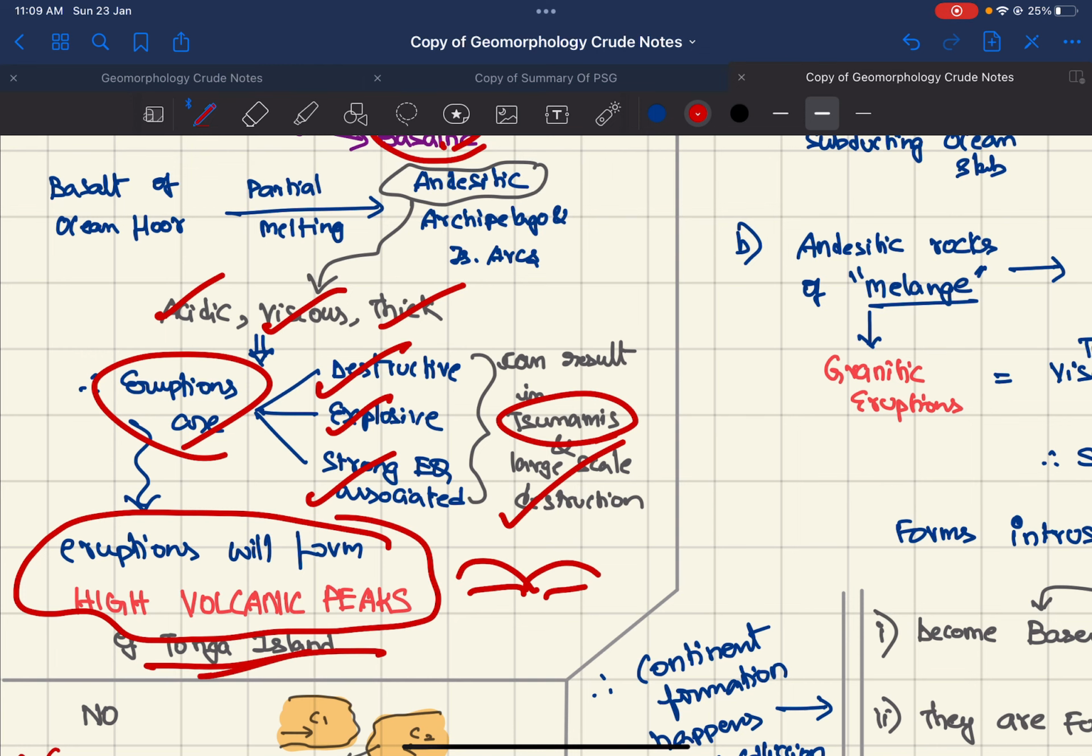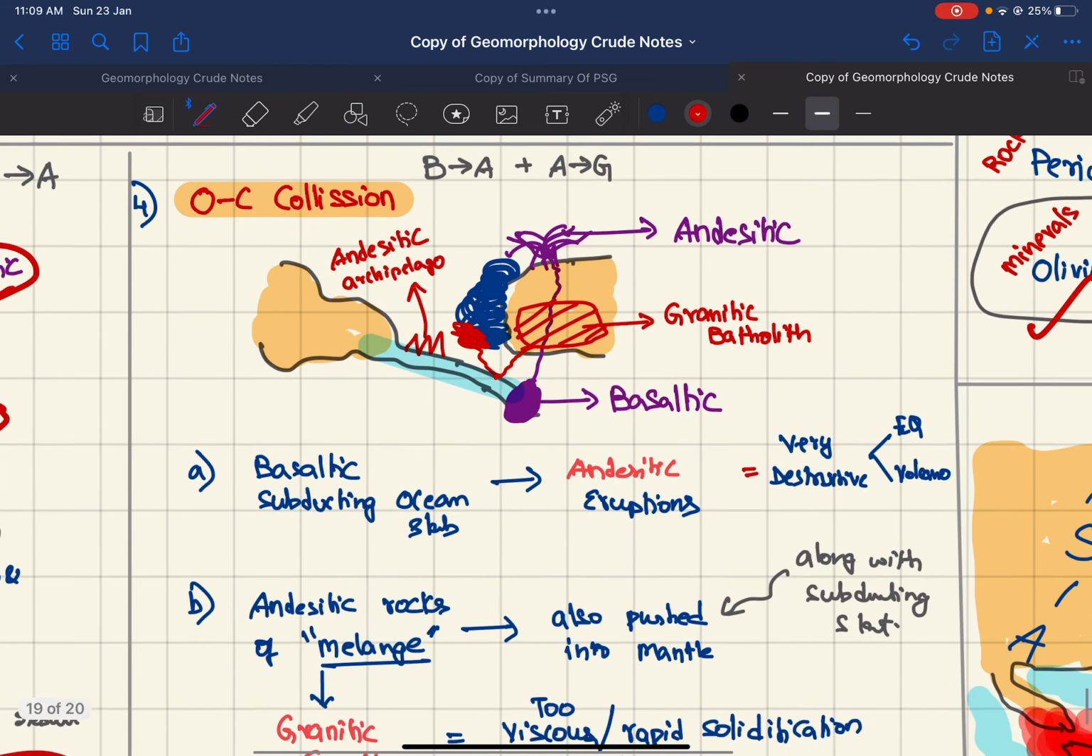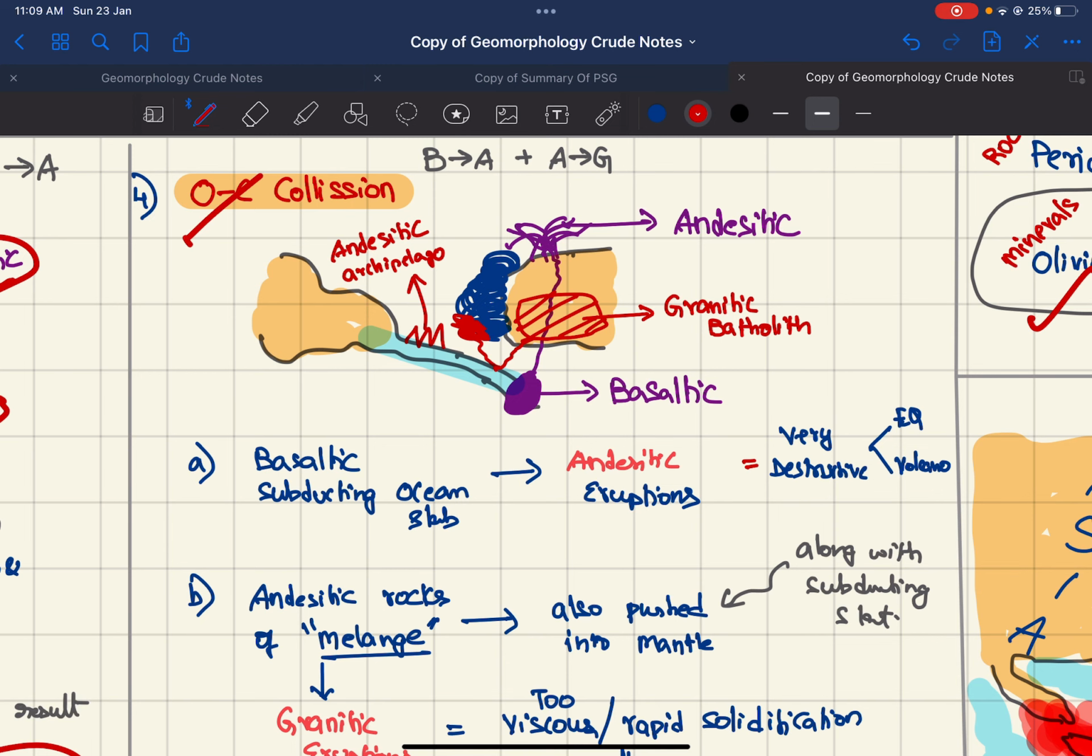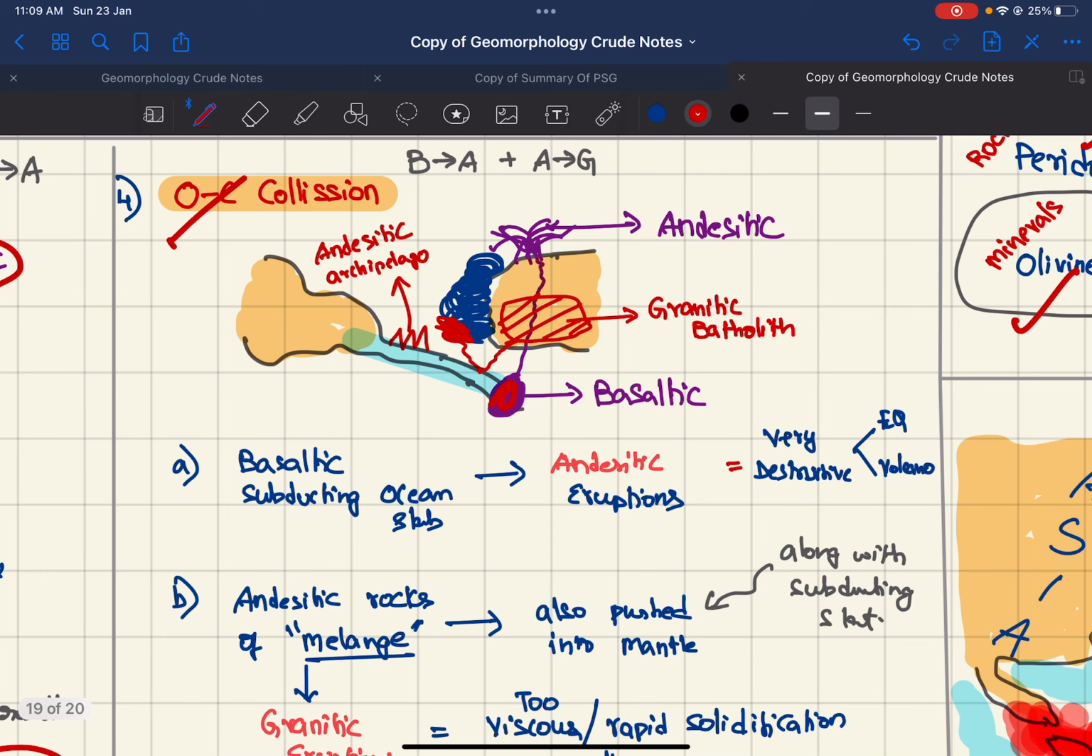For example, Tonga Island. Now coming to the ocean-continent collision, here we can see again the basaltic ocean is undergoing subduction, therefore it will result in andesitic volcanic mountains on the continent, already Andes type of mountains. Also the old andesitic archipelago and the other sediments will undergo the subduction, and since this is andesite, according to the Bowen series, it will turn into granite.